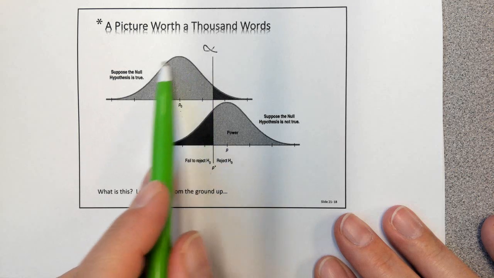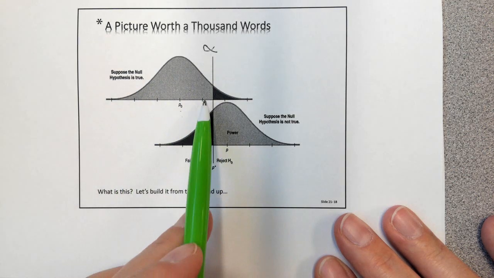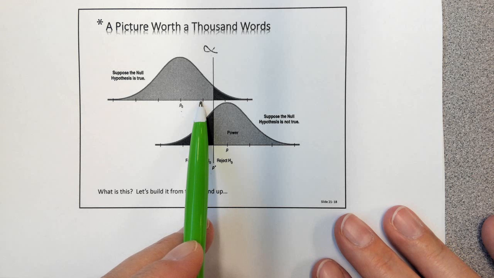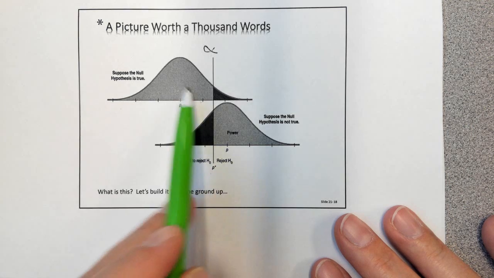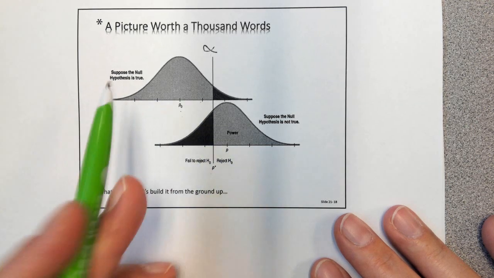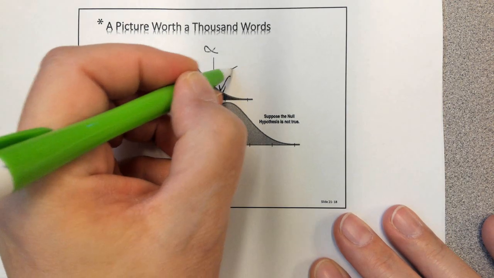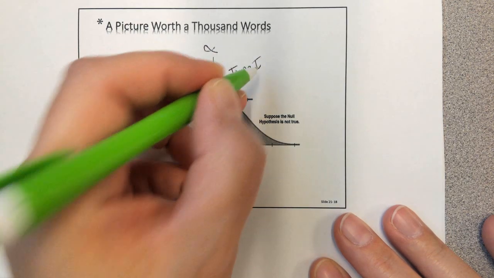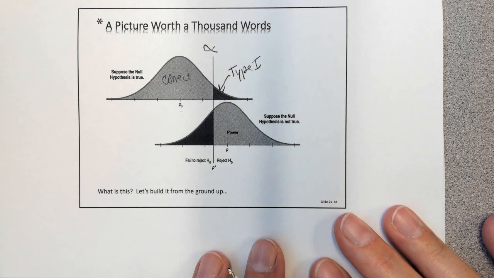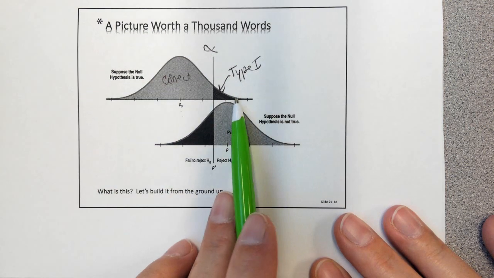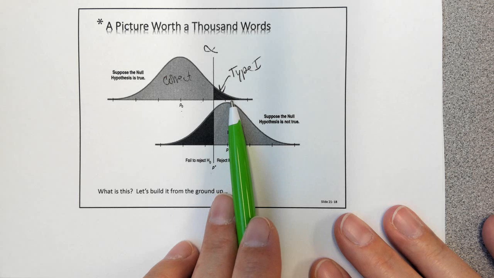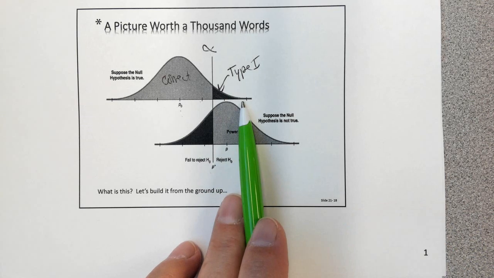But if we get a sample that lands down here in the gray area, we would say, no, nothing interesting going on. We'll fail to reject, and that's a correct decision. So gray is a correct decision. And then this upper part, that's your type 1 error area. So if the dude is innocent and we send him to jail, that's that upper dark part.